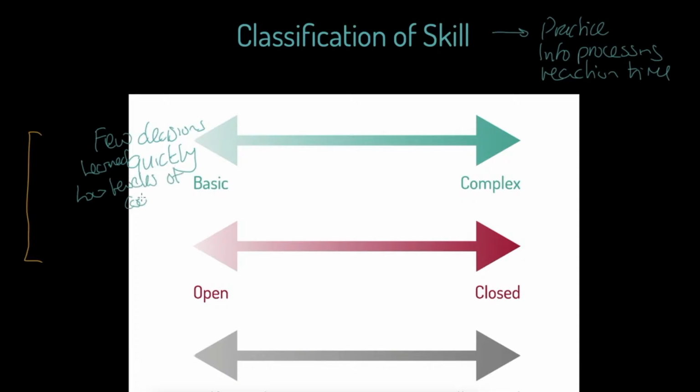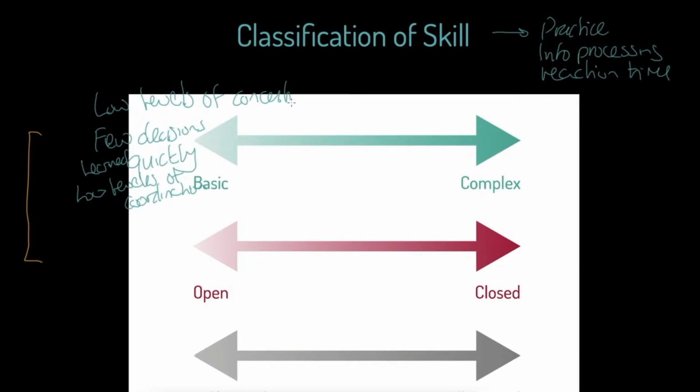Okay, of coordination. So that's what we mean by a basic skill. Examples would be things like running, throwing, catching. Well, catching actually does require quite a lot of decisions. I'm also going to put in here low levels of concentration. So that's what we mean by a basic skill.